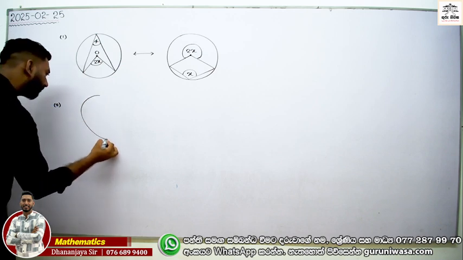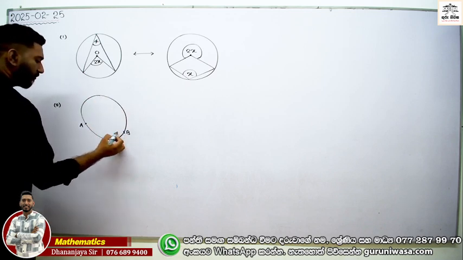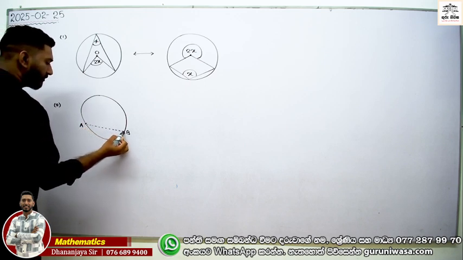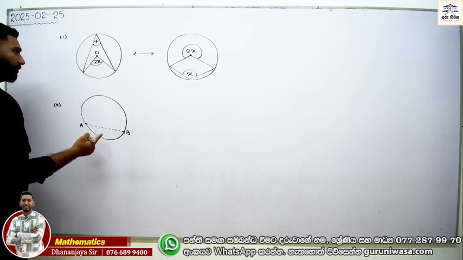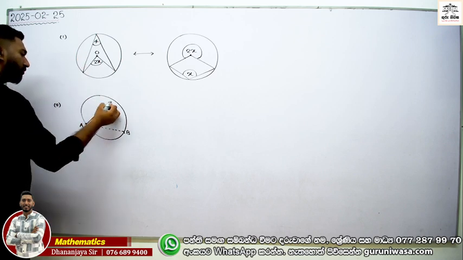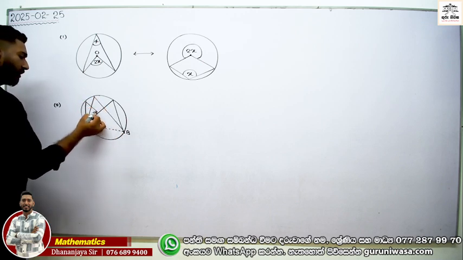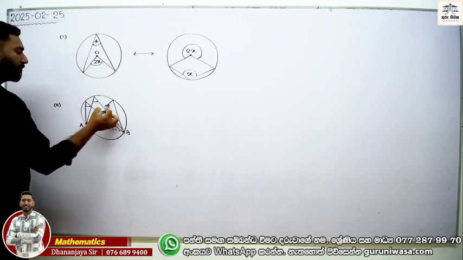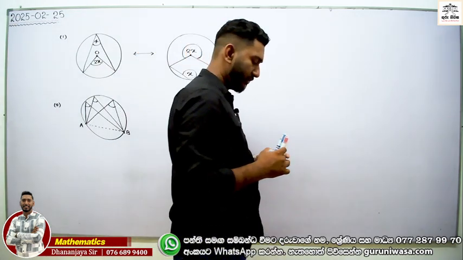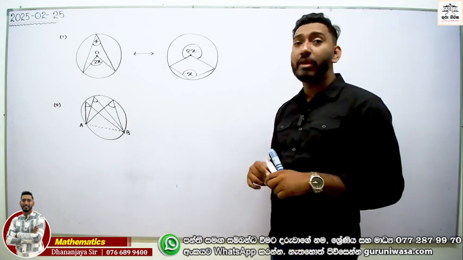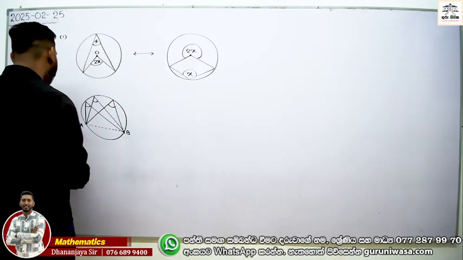Number two. Look at this. Here is A and here is B. This one we call a chord. We call this a segment of a circle, this portion. All angles in the same segment are equal. Look, they are formed on the same side. Those are subtended in the same segment. Therefore, angles in the same segment are equal.